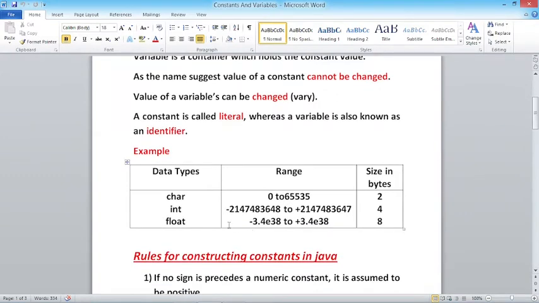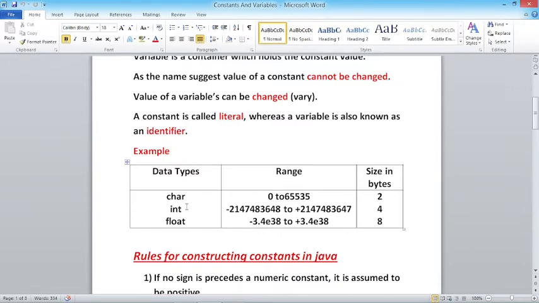So these are the three different data types available in Java. First one is char, character; int, integer; float, the decimal value. The range of a character is 0 to 65535. It takes 2 bytes in RAM, whereas the range of an integer is -2147483648 to +2147483647. It takes 4 bytes. And if we talk about float, the range of float is -3.4 into 10 to the power 38 to +3.4 into 10 to the power 38.